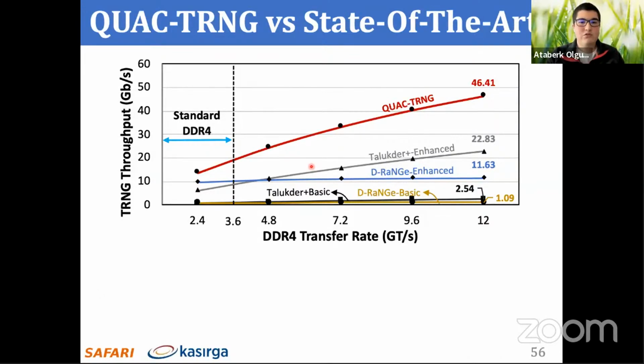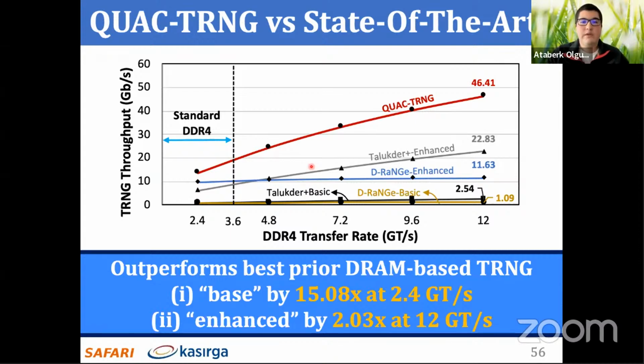And this plot shows the average throughput of timing failure-based mechanisms along with QUAC-TRNG. We project the throughput of QUAC-TRNG and prior work to various DDR4 data transfer rates displayed on the x-axis. We conclude that QUAC-TRNG outperforms the base version of the best prior DRAM-based TRNG by 15 times at a standard DDR4 transfer rate, and the optimized version of the best prior DRAM-based TRNG by 2 times at a potentially future 12 gigatransfers data transfer rate.